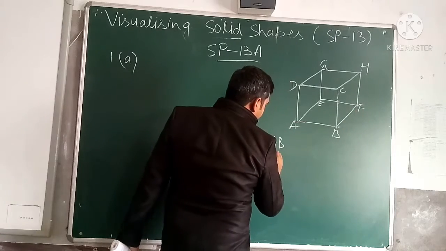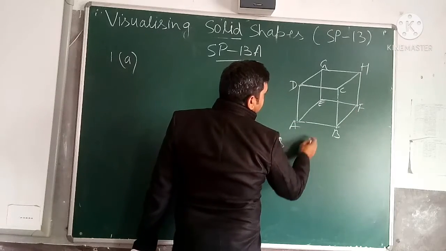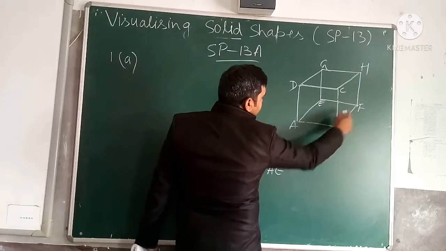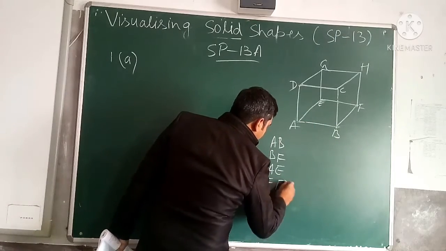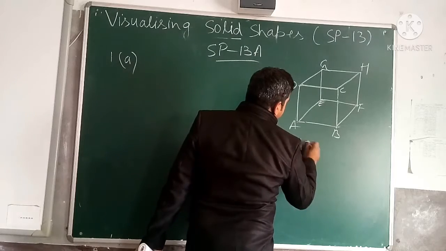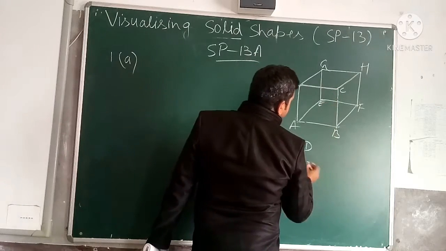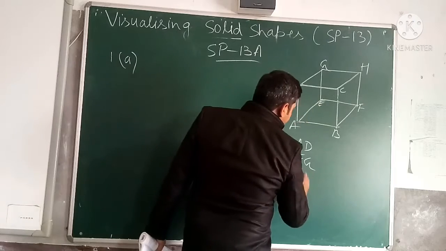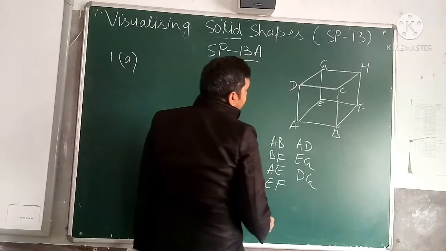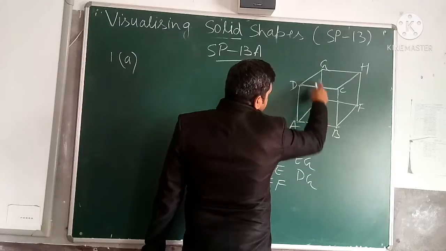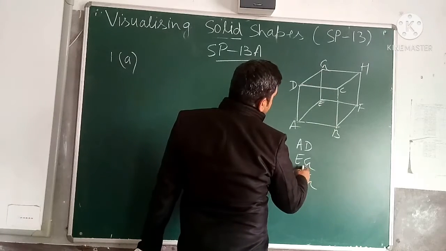Now BF. Now AE. Now EF. This is 4. Here we got 4 edges. Now here we see AD and EG and BG. Three I got here: AD, AE, BG and EG.